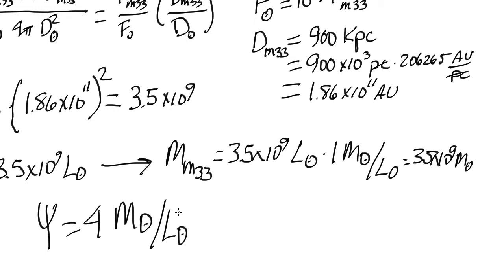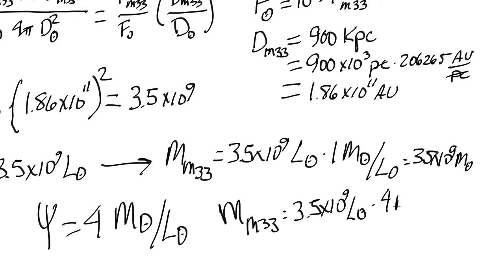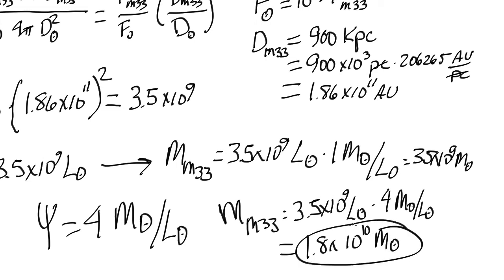So that allows us to get our final calculation for the mass of M33. Mass of M33 will be equal to 3.5 times 10 to the 9 L solar times 4 M solar per L solar, giving us our final number of 4 times 3.5 times 10 to the 9, which is 1.4 times 10 to the 10 solar masses. So that is how massive we think M33 is from how many stars it has.